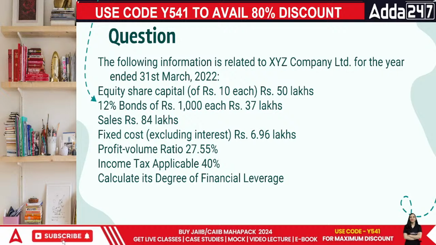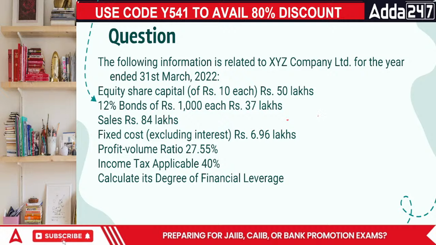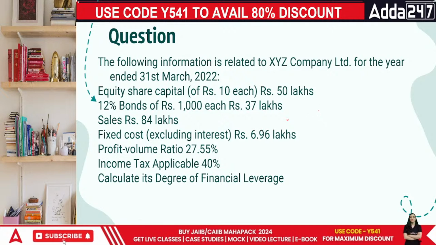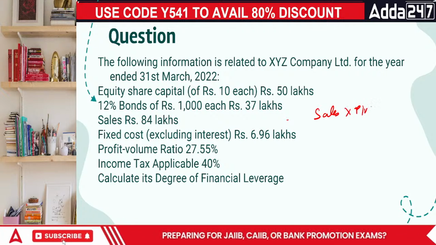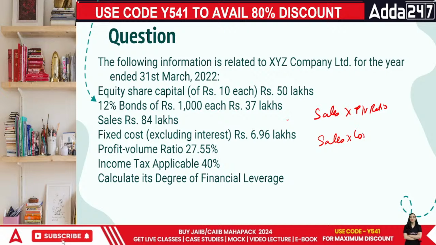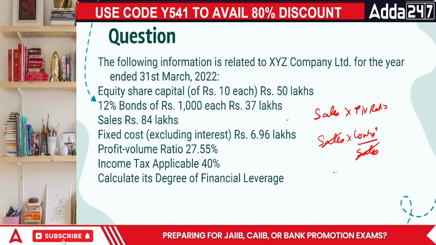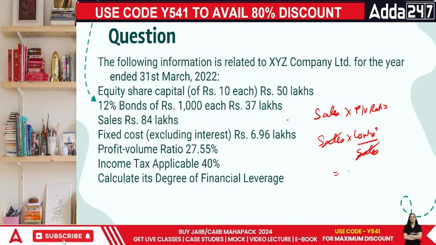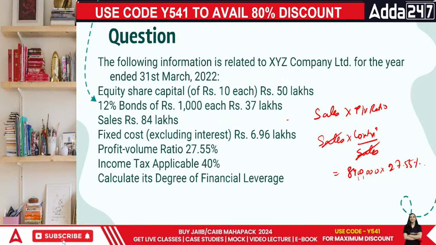Always remember, if your PV is given and your contribution is not given, your variable cost is not given, then you can find your contribution directly based upon sales multiplied by PV ratio. Why? Because sales multiplied by contribution divided by sales gives you contribution directly. So in this case, 84 lakh was your sales. On 84 lakh, find your contribution directly. That is 27.55%, everyone. 84 lakhs multiplied by 27.55.